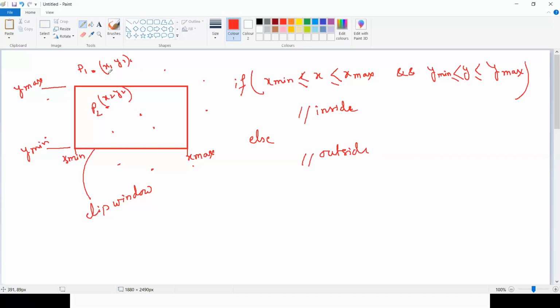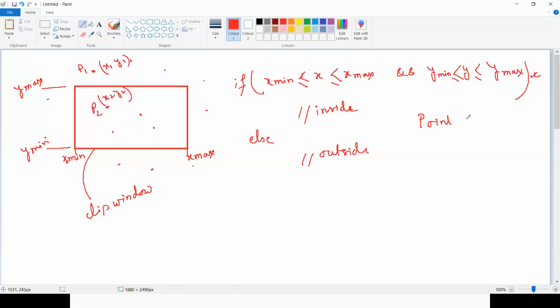So here you can see, if you consider this x1, definitely x1 is between x min and x max, but once you consider y1 is greater than y max, this condition is not satisfied, that means it is outside. But if you consider the point P2, P2 has x2 and y2. x2 is again between x min and x max, and y2 is also between y min and y max. So this if statement is satisfied, so the point P2 is inside the clip window. In this way we can check whether a point is present inside the clip window or not. So this is the condition for point clipping.